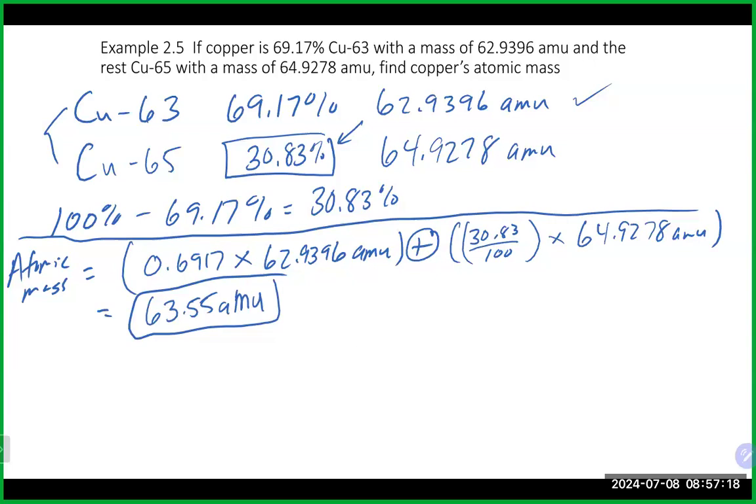And again, if you look at copper on the periodic table, that is pretty much what you see there, 63.55 as its atomic mass for copper. Any question on that calculation? Yeah.